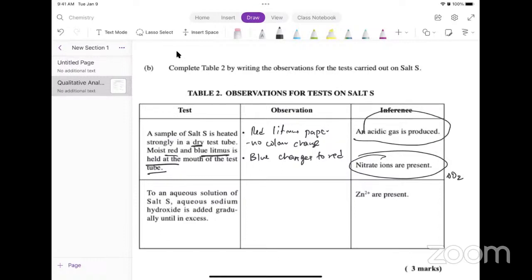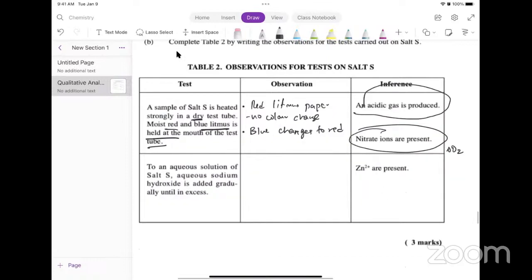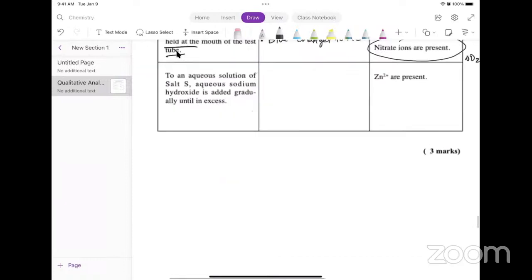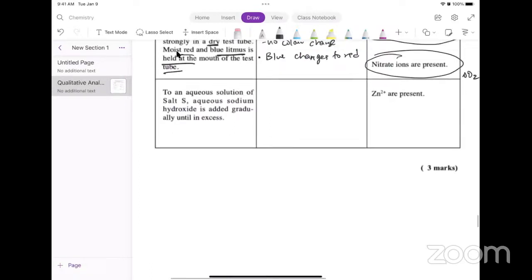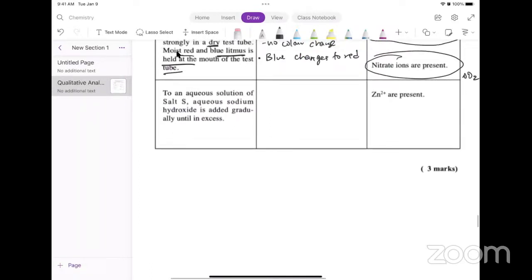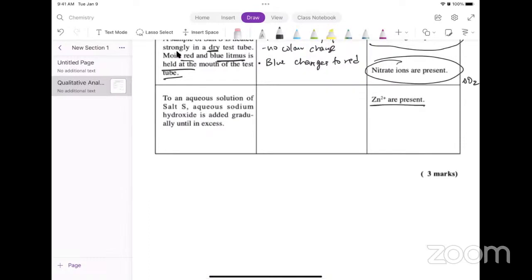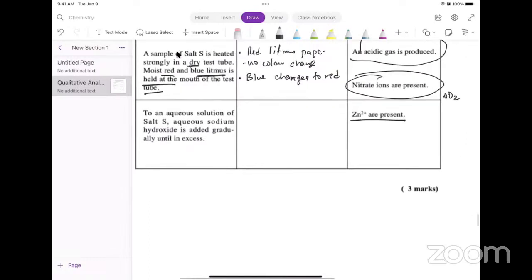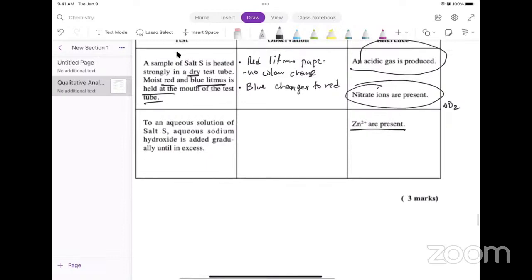And then now it's saying that to an aqueous solution of salt S, aqueous sodium hydroxide is added gradually until it's in excess, right? And the inference we have is that zinc is present. So because zinc is present, we have another ZAP situation here. Now, the thing that differentiates zinc from the other two is that zinc is soluble in excess sodium hydroxide, right? So we're gonna say that a white precipitate is formed, right? A white precipitate is formed.